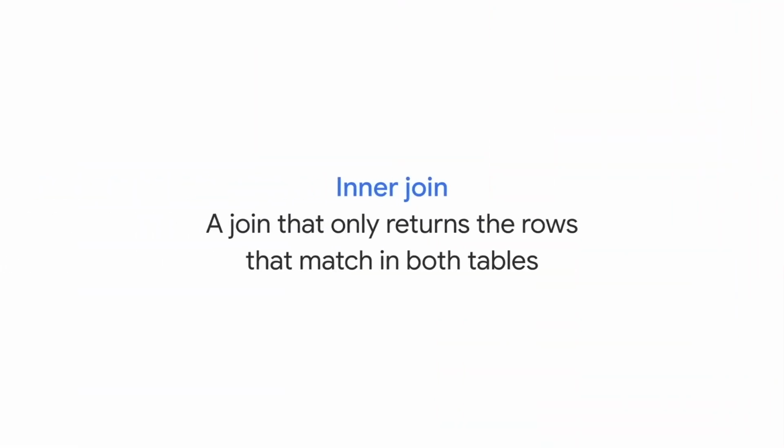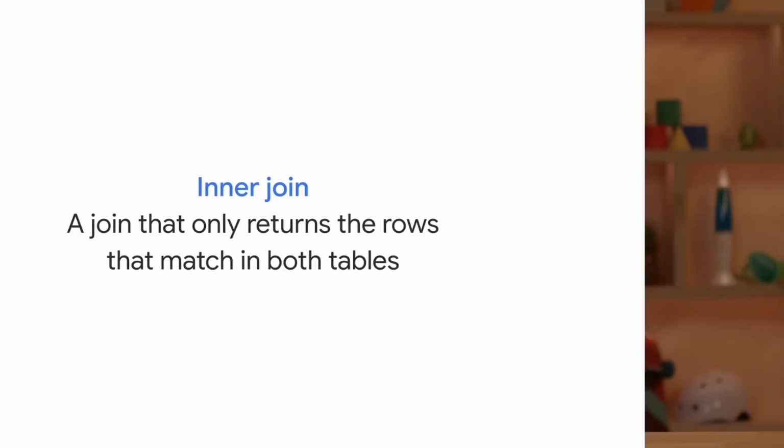But not all missing data is a problem. Missing data is usually the result of the type of join that a data analyst selects. This is why it's important to understand the inner and outer joins and their impact on the data returned. An inner join is a join that returns the rows that match in both tables. Let's consider an example to find how this works.